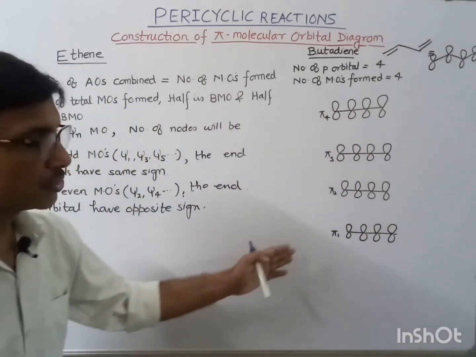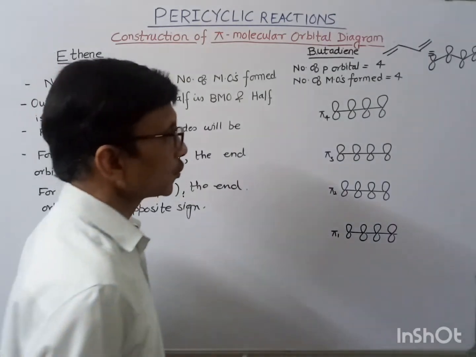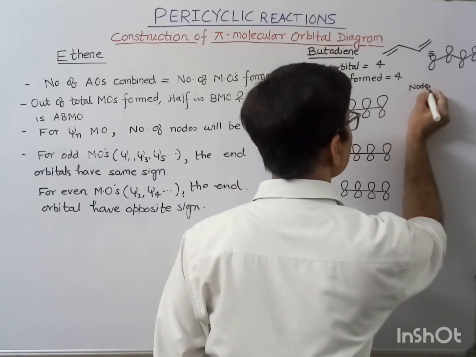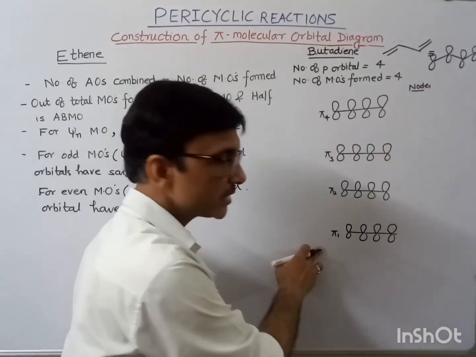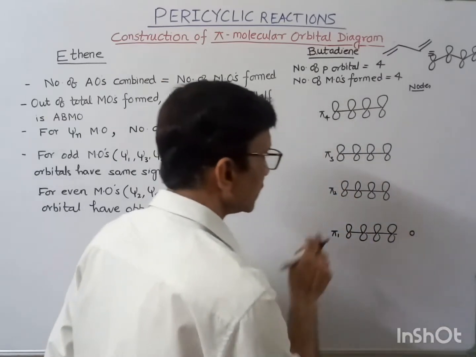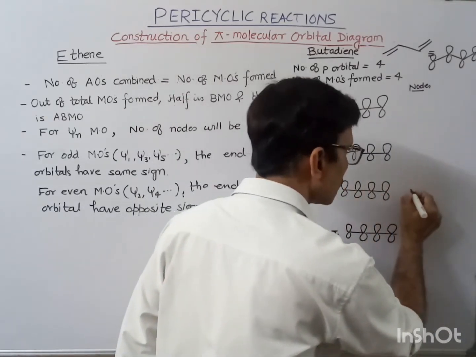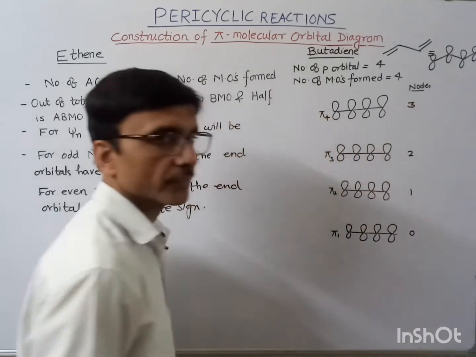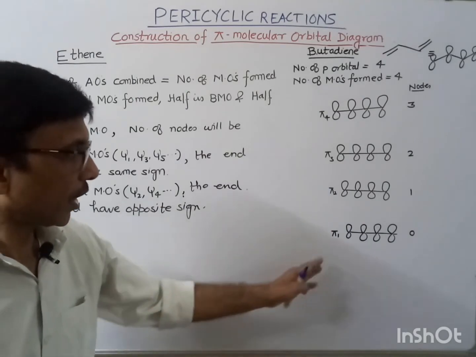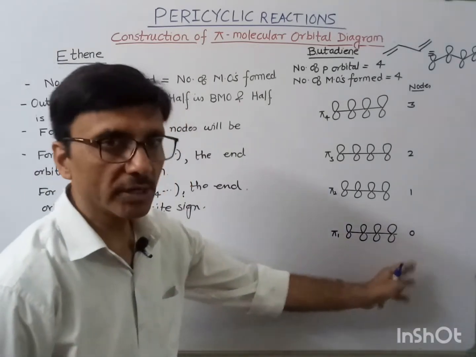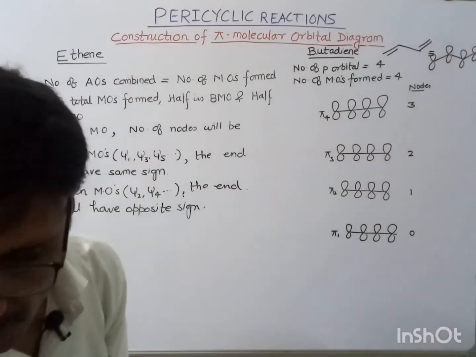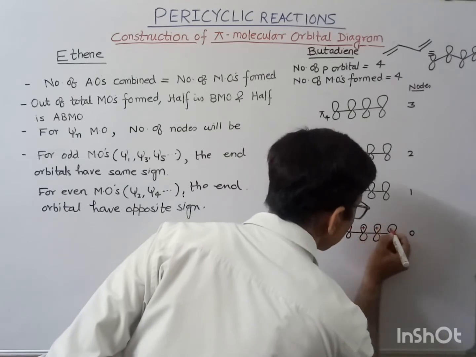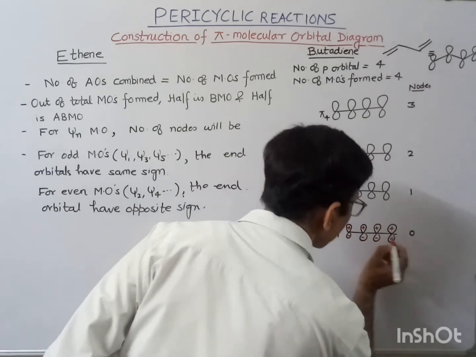Okay, now I should give the sign. What I told you, if you see the number of nodes, then psi 1 should have 0 nodes, psi 2 should have 1 node, this should have 2 nodes, and this should have 3 nodes. So the 0 can only come when all of these have the positive sign: positive, positive, positive, and then negative, negative, negative.